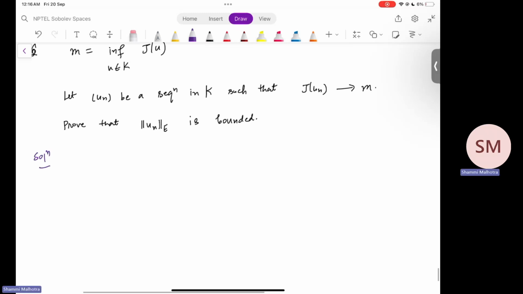How do we see that? We know that J(u_n), since it converges to m, is bounded.